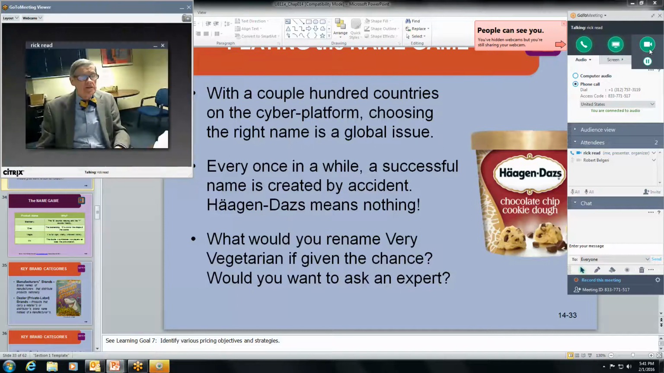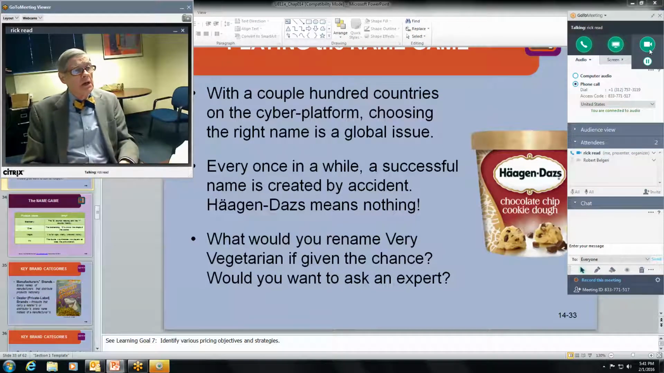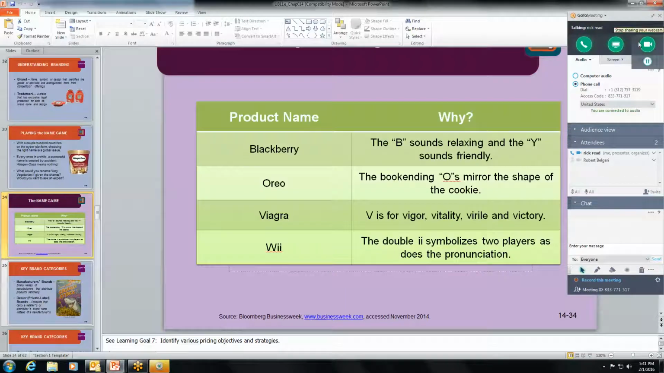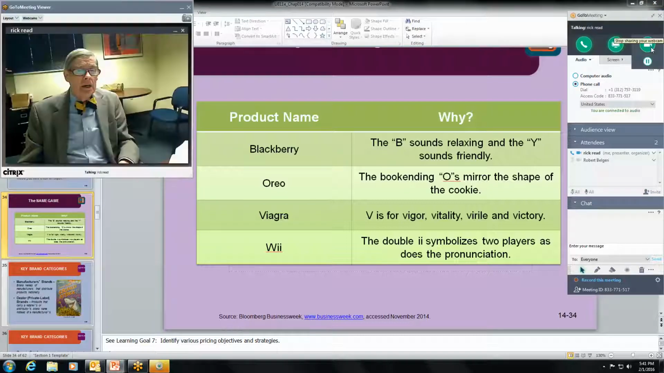Yeah, this just gives you some idea of using names and whether you're using the right name or not. This gives us the name game, why some things are called what they are. Oreo, for instance, the bookending O's mirror the shape of the cookie. I would not have thought about that, but I think that's interesting.